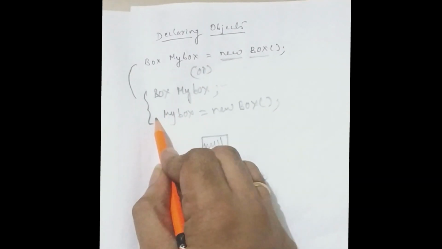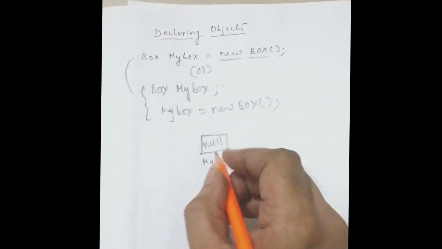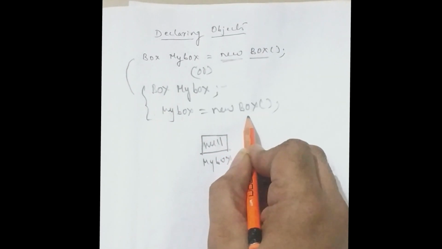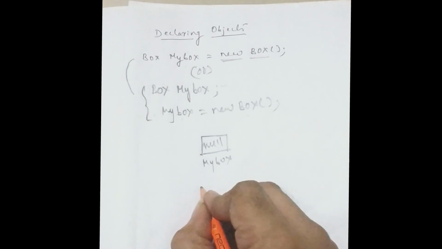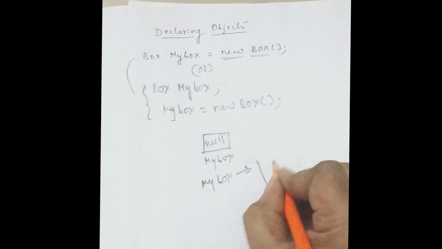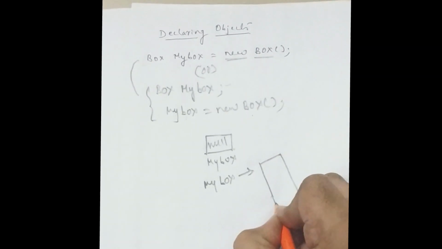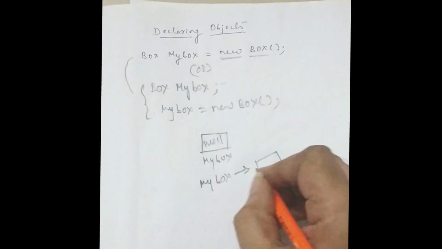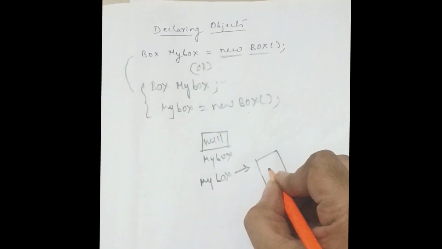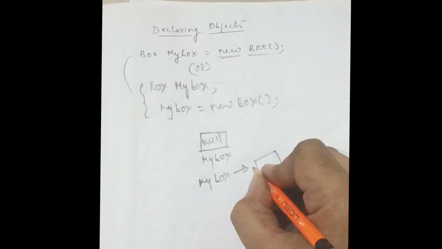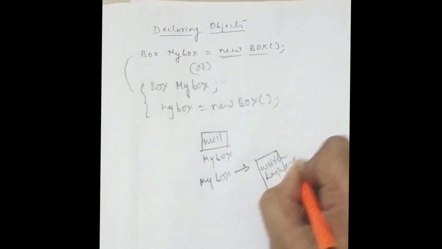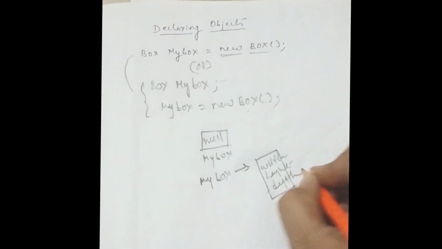Once we move to the second statement, myBox is trying to point to an object of a class called Box. In other words, myBox is pointing to an object of the class Box. So what does this object contain? Width, height and depth.